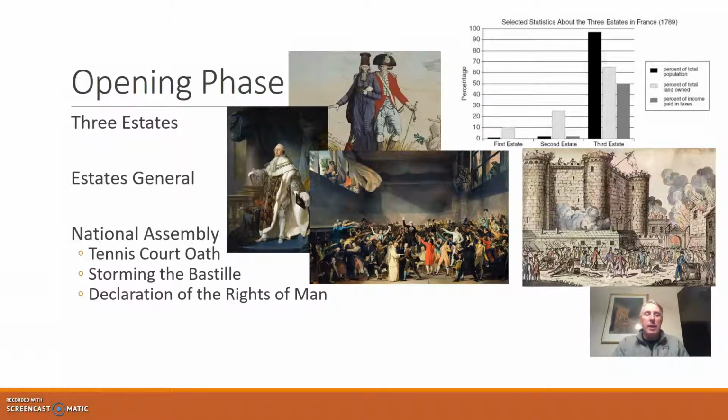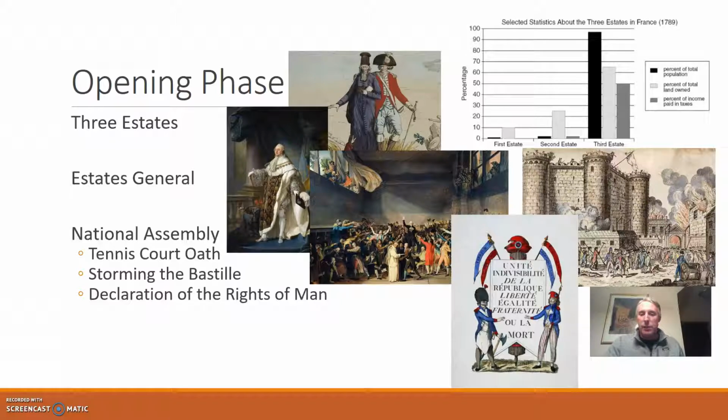Now, the National Assembly didn't just change French government. It wanted to change French society, as I said before. It used the principles of, as you see here, liberté, égalité, and fraternité. Liberty, equality, and fraternity. These were its goals. It abolished the old order that gave such privileges to the first and second estate. It negated a lot of the old taxes and fees that the peasants had to pay the nobility.